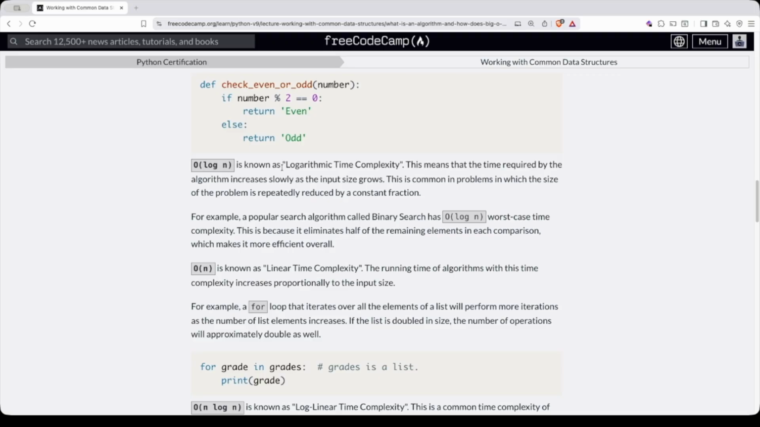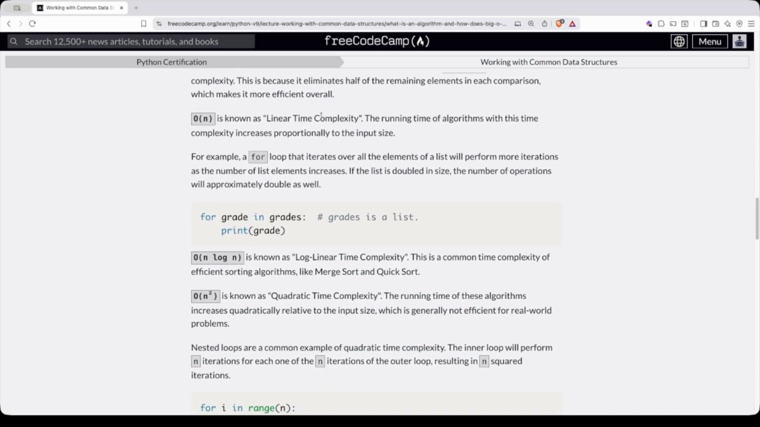O(log n) is known as logarithmic time complexity. This means that the time required by the algorithm increases slowly as the input size grows. This is common in problems in which the size of the problem is repeatedly reduced by a constant fraction. For example, a popular search algorithm called binary search has O(log n) worst case time complexity. This is because it eliminates half of the remaining elements in each comparison, which makes it more efficient overall.